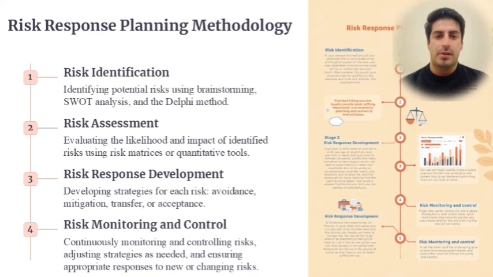Last step in the risk response planning process is monitoring and control, which is the ongoing process of tracking identified risks, identifying new risks, and evaluating the effectiveness of implemented risk response strategies throughout the project lifecycle. These steps ensure a systematic approach aligning risk management with project objectives.